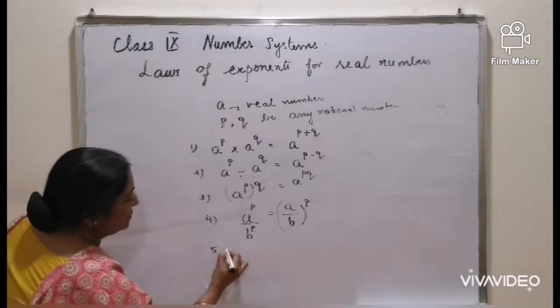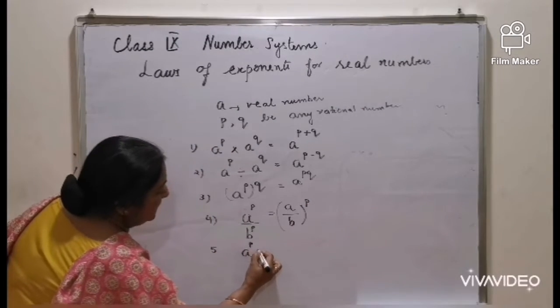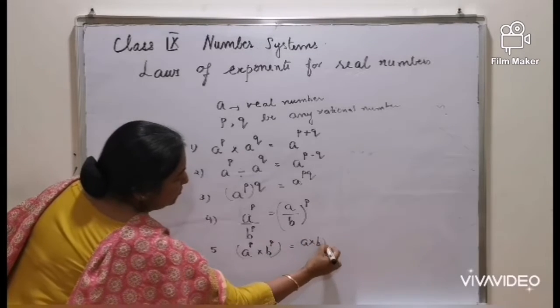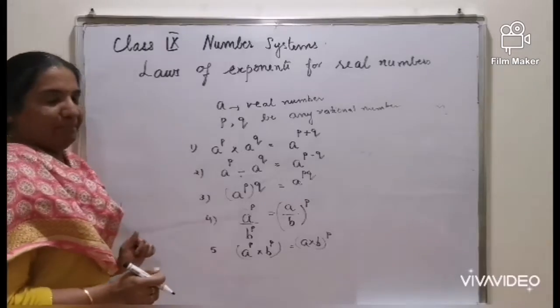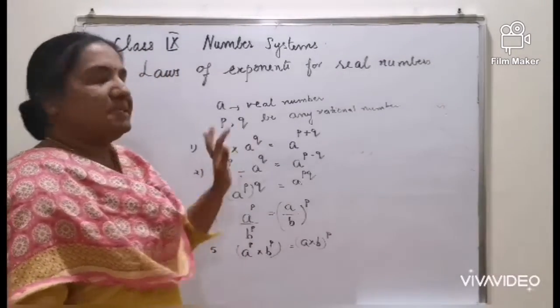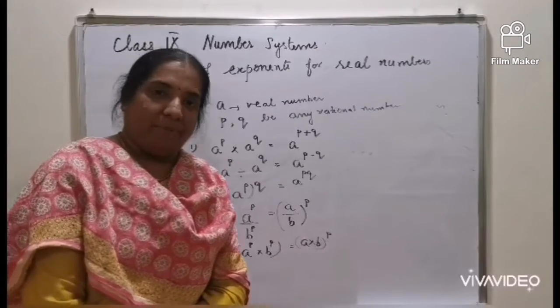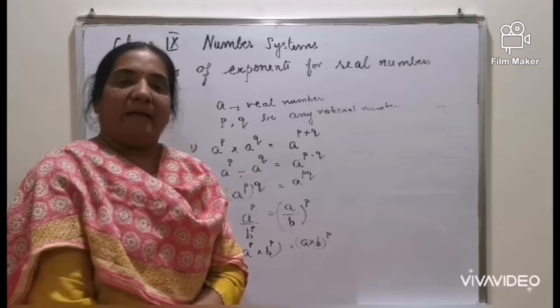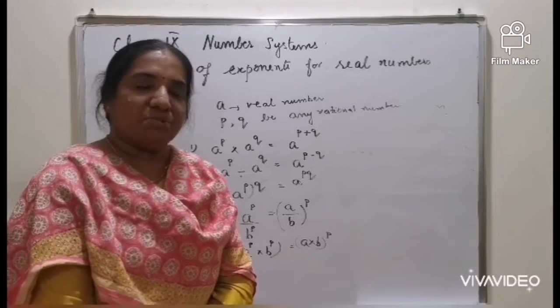Similarly, multiplication also, a to the power of p into b to the power of p is the same as a into b to the power of p. The only difference is that the indices are rational numbers. The rule will be the same as you were doing for m and n as natural numbers too.